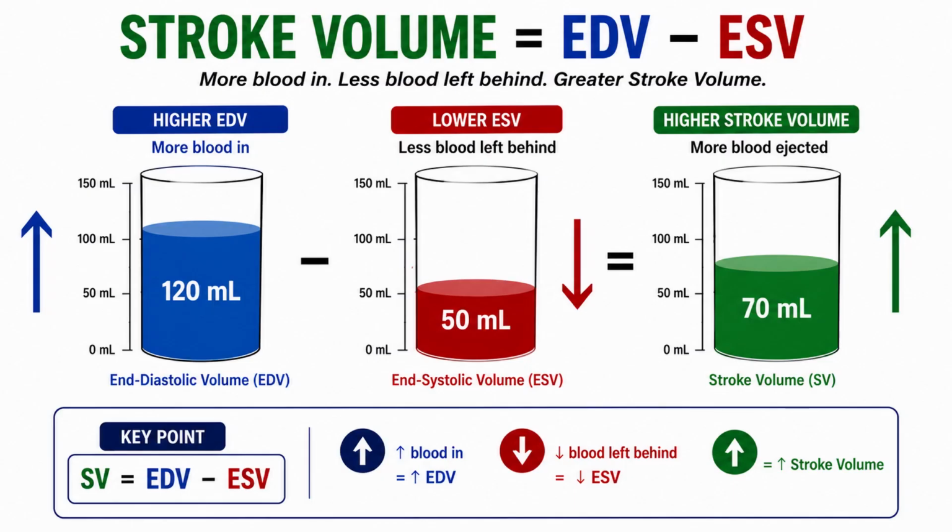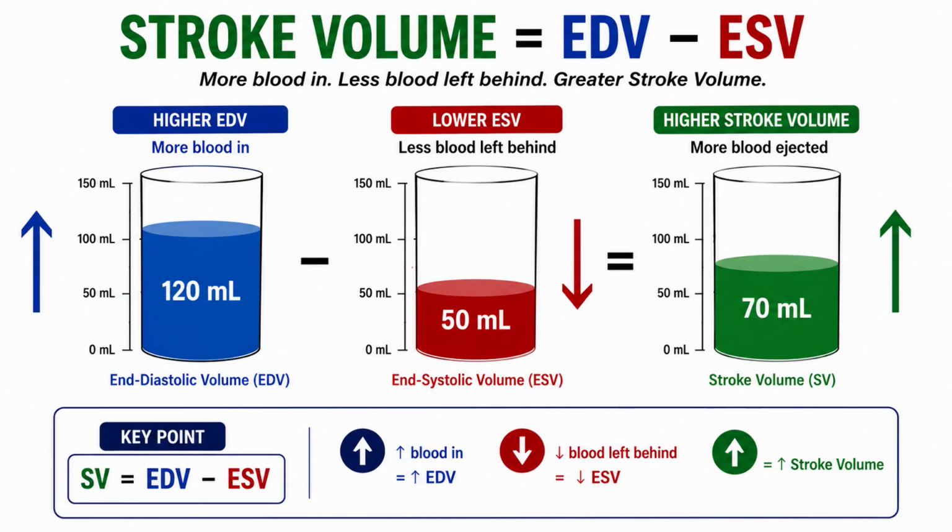Okay, let's first cover a key point. Remember that stroke volume equals the end-diastolic volume minus the end-systolic volume. So to increase stroke volume, we want the ventricle to fill with more blood before contraction and leave less blood behind after contraction. Simply put, more blood in and less blood left behind equals a greater stroke volume.